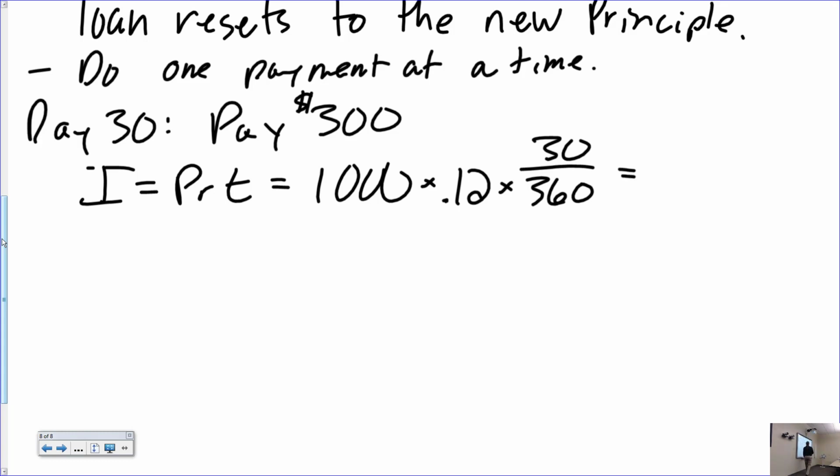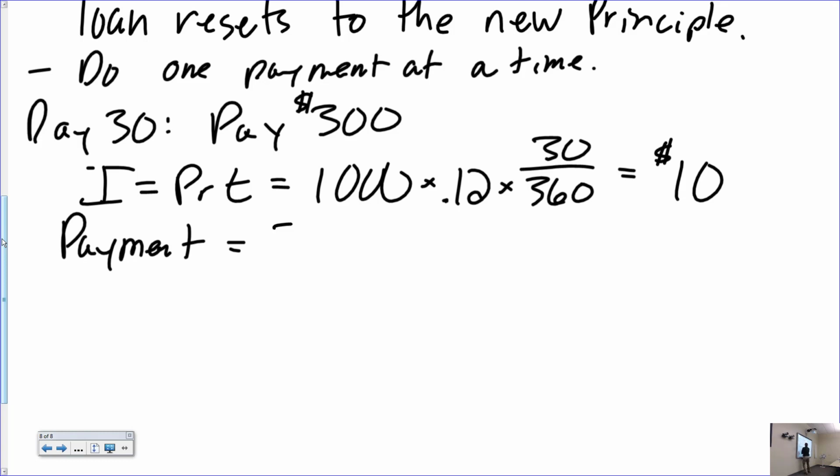So how much interest did I accrue? $10. So what do I do with that $10? 300 minus 10, and then 1,000 minus 90 is what you owe. So the idea is that your payment pays the $10 first, in theory.